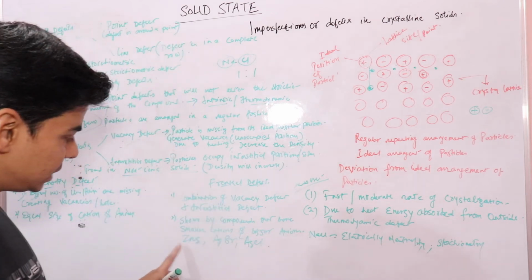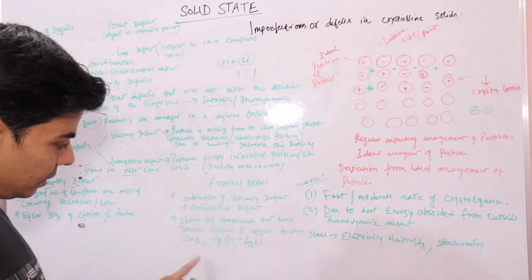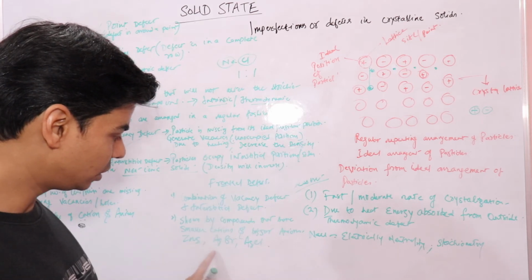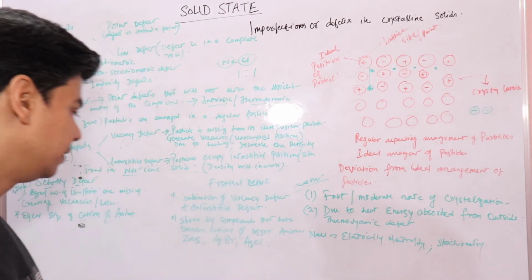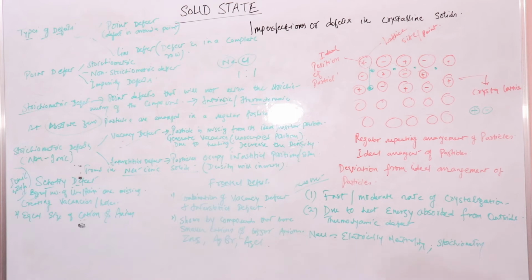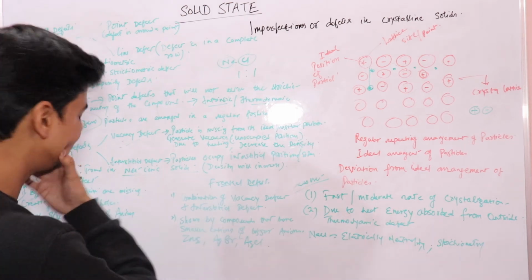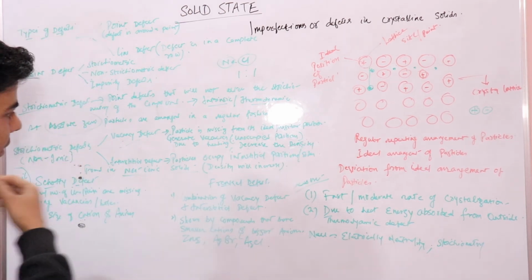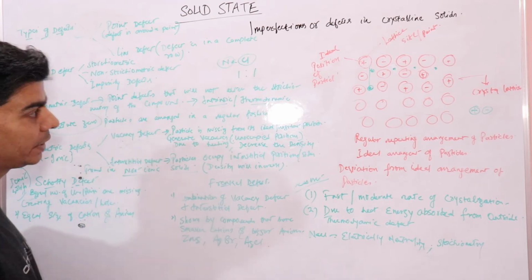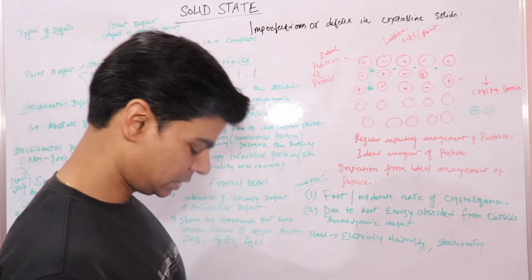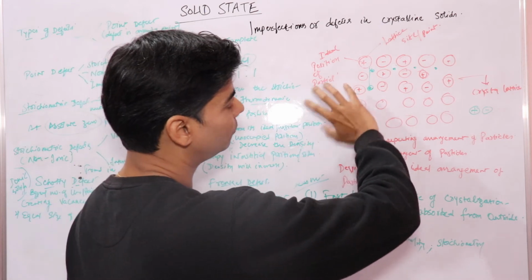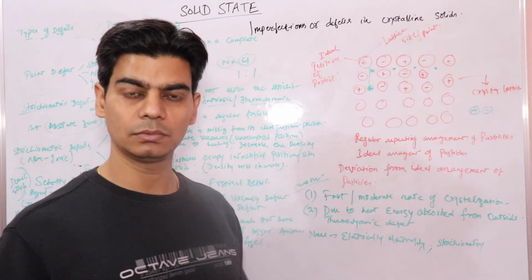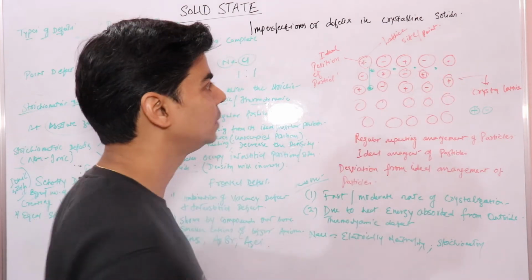That is why zinc sulfide, due to the smaller zinc ion, and silver halides, due to the smaller silver ion, will show Frenkel defect. Now what about density? If we talk about density in the case of Schottky and Frenkel defect, since we said when we talked about vacancy defect, in case of vacancy defect the ions would be missing from their ideal positions, from their sites.